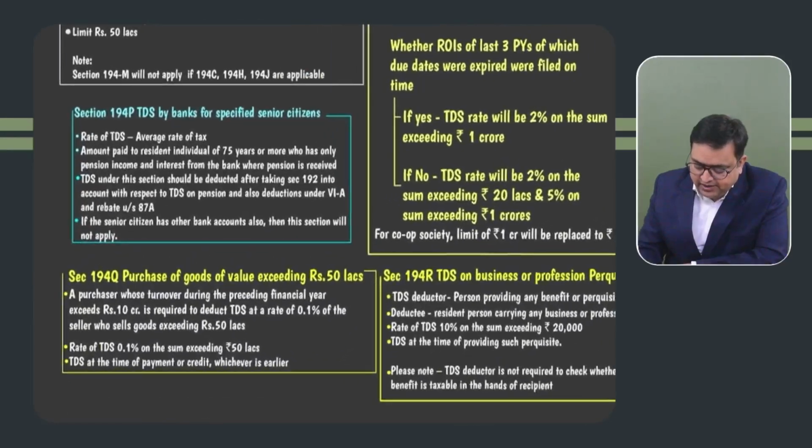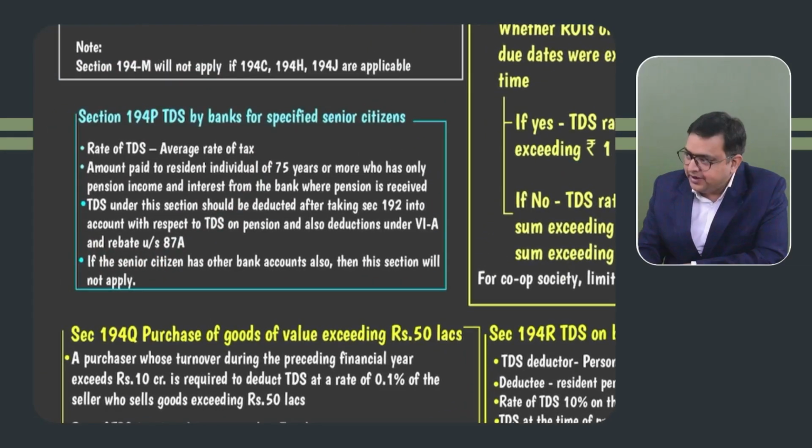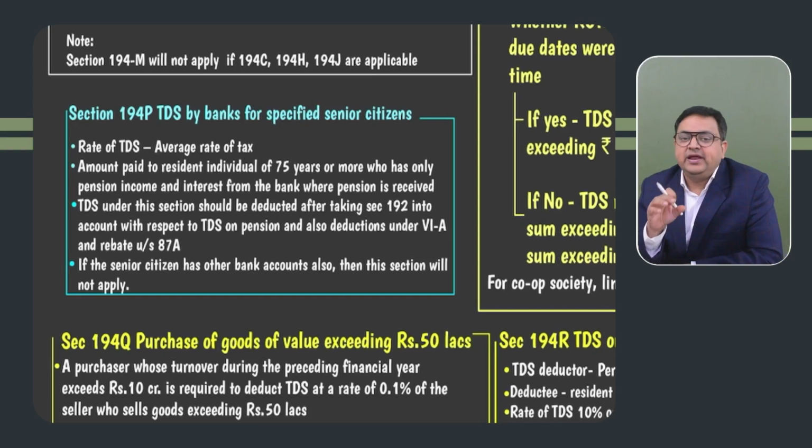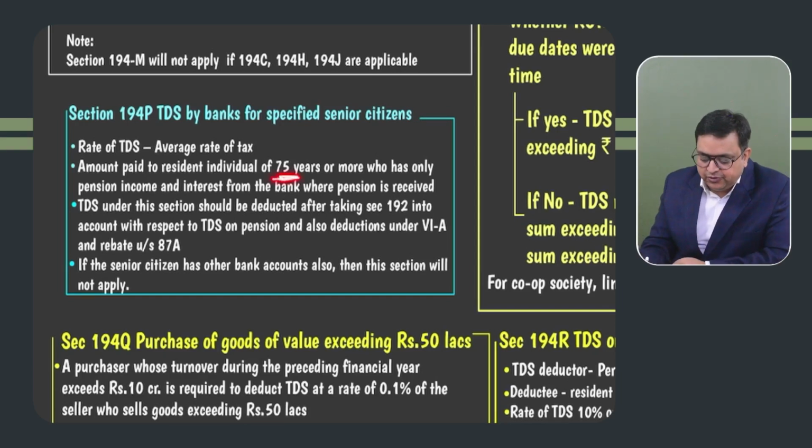194P, not so important, but please remember, it is only and only for senior citizens who are 75 years or more, and generally they have only two types of income. One income is pension income, second is interest income. And this interest income is coming from a bank account. The pension is also going, and this interest income is also going, into one bank account, which we call a specified bank account. So this bank would be liable to deduct TDS under section 194P, provided that if this person has more than one bank account, then 194P would not be applicable.